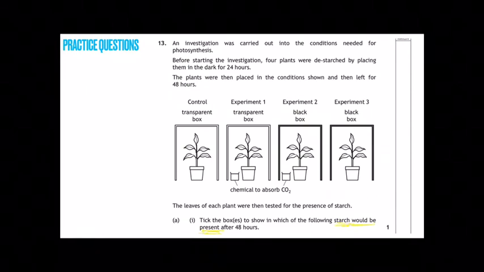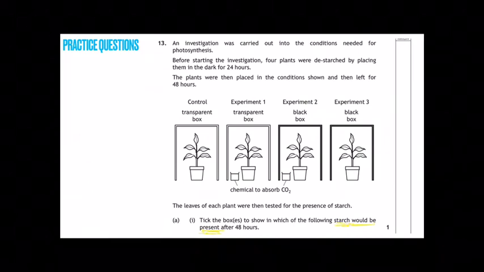Okay, in this question you've got a setup. We're carrying out experiments into different conditions required for photosynthesis. So you've got to think about what you need for photosynthesis. Before it, the 4 plants were de-starched, so all the starch has been removed because they've been kept in the dark for a day. The plants were then placed in the conditions below and left for 48 hours. The leaves of each were then tested for starch. So which of these 4 boxes would have starch after 48 hours?